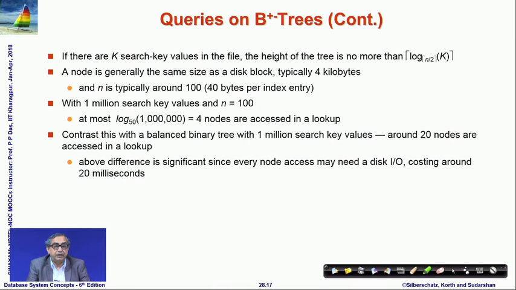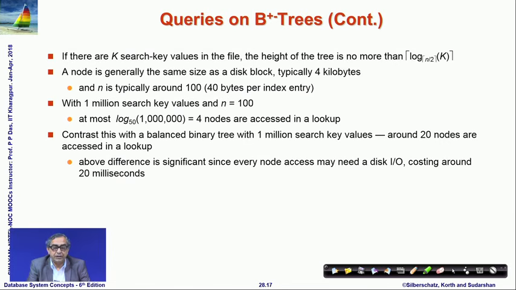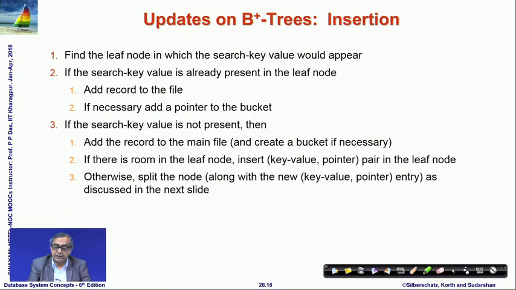If you contrast this with a balanced binary tree, which will be log 1,000,000 to the base 2, that would be about 20 node accesses, 20 disk accesses for this lookup. So, this is the core reason that B plus trees are preferred, and with this, even when you have a couple of million records in a table, you can manage with a very small number of node accesses for the lookup, which makes the realization of all algorithms possible.